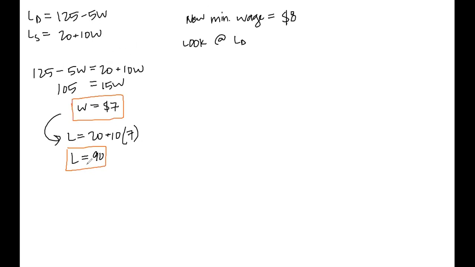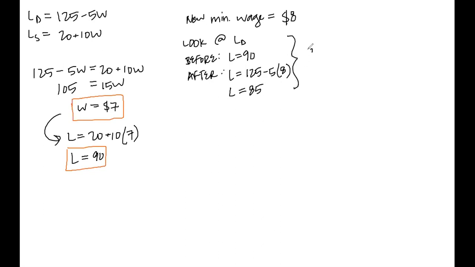So looking back at our answer to part 1, before, labor equaled 90. To figure out the amount wanted after, we just have to plug this new wage into our labor demand equation. So labor is going to equal 125 minus 5 times 8. So we can see this gives us a new labor level of 85. So what this is saying is if 90 workers were wanted before the wage change, but now only 85 workers are wanted, 5 workers are going to lose their jobs.